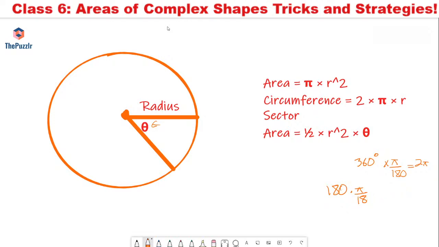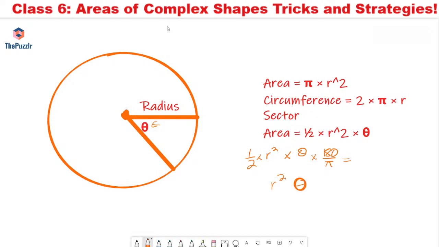So the area of a sector is 1/2 times r squared times theta, right? And theta is this angle, and that is in radians. Let's try converting this formula into theta in degrees. So we have 1/2 times r squared times theta, right? And we multiply by 180 over pi. So that just means, what does it mean? That means that we have r squared theta times 90 over pi, right? Is this what we have?